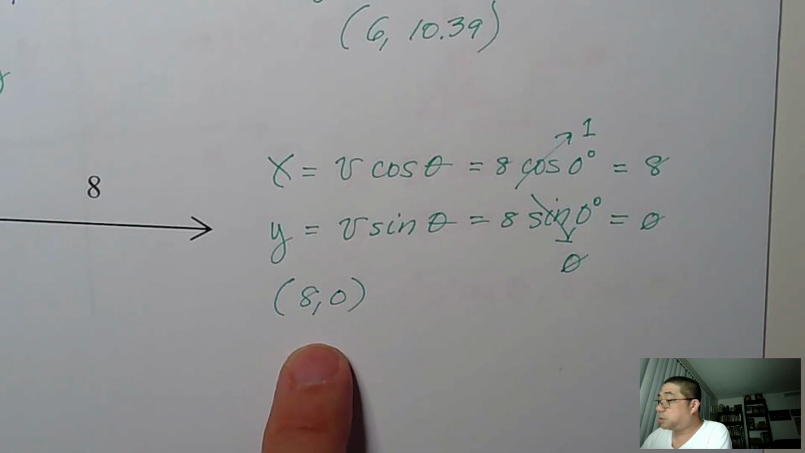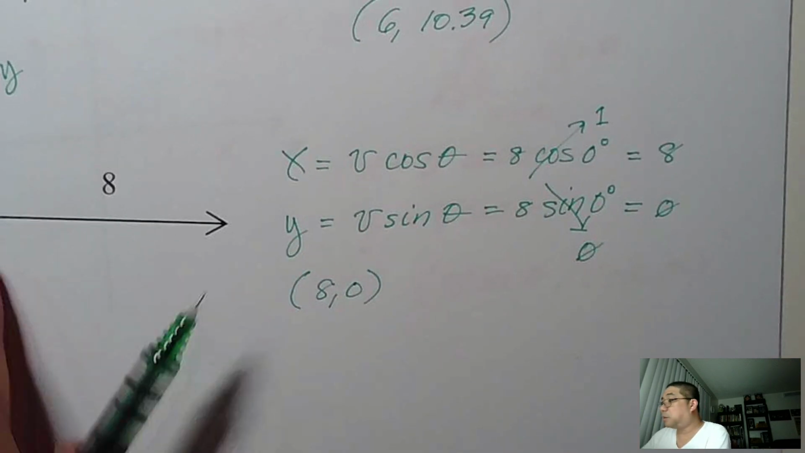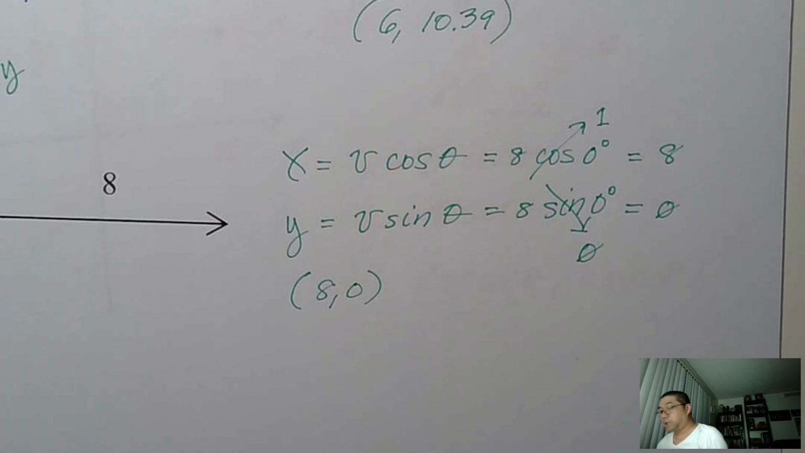So this is how you prove why it is that when the vector is along the x component, the value of your y is always going to be 0. The mathematics behind it will show you and justify your answer.